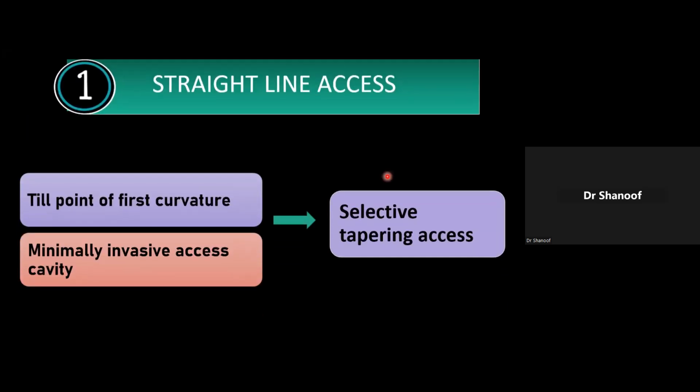First and foremost, as we all know, the basic objective of the access cavity is to get a straight line access to the apex of the canal, or at least till the first curvature. This reduces the flexural fatigue on the file. But nowadays we have operating microscopes and various advances in NiTi files. So this makes a clear shift from the conventional access cavity to selectively tapering access cavities.